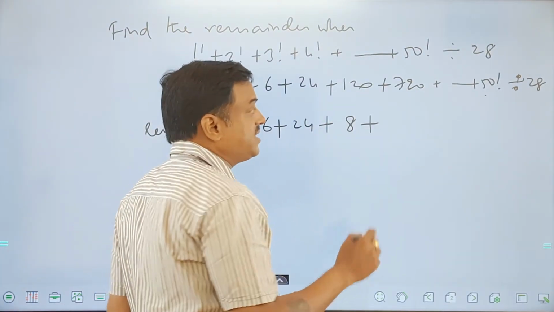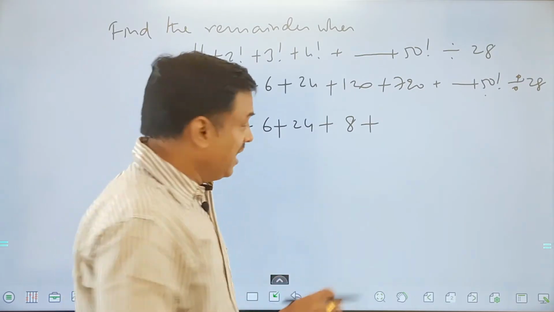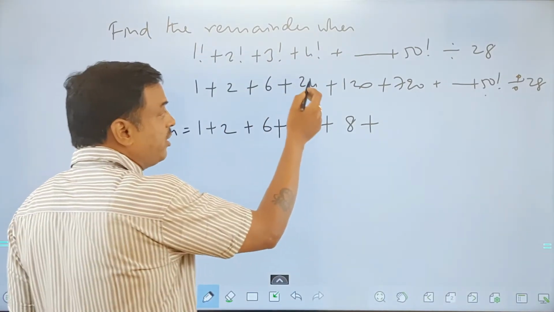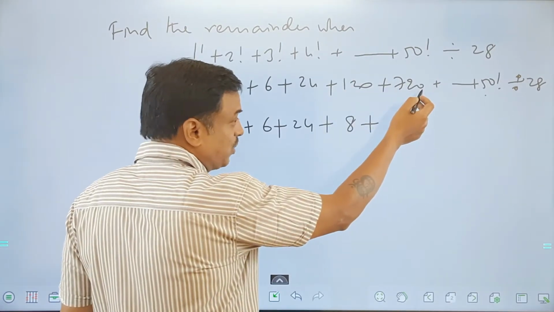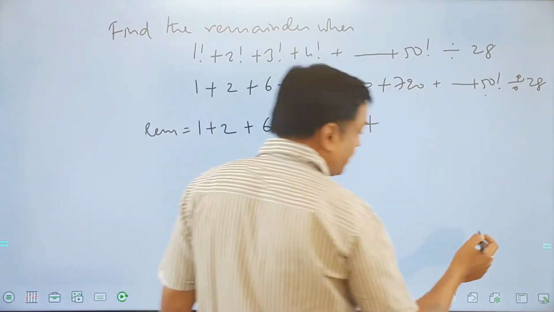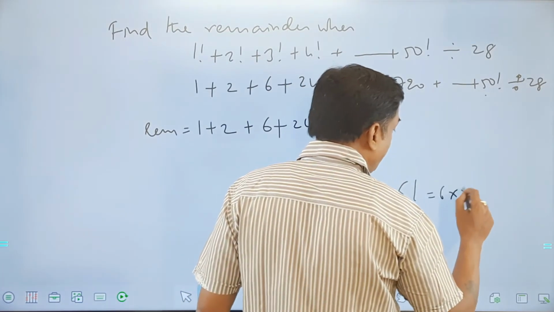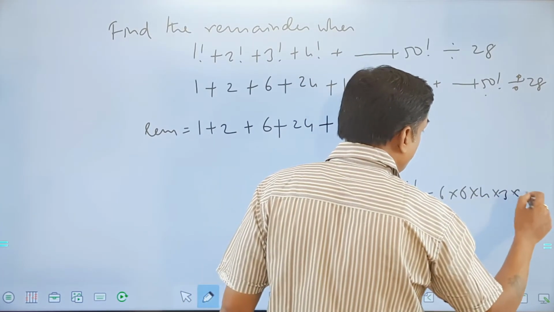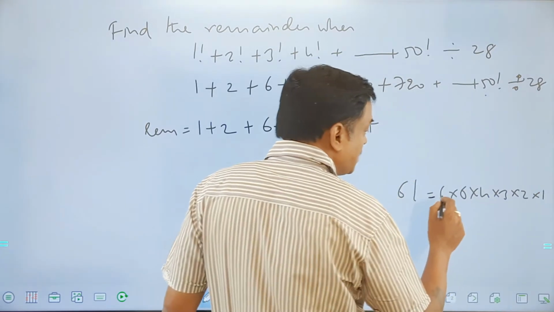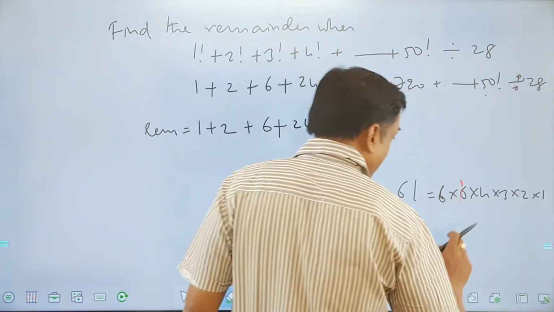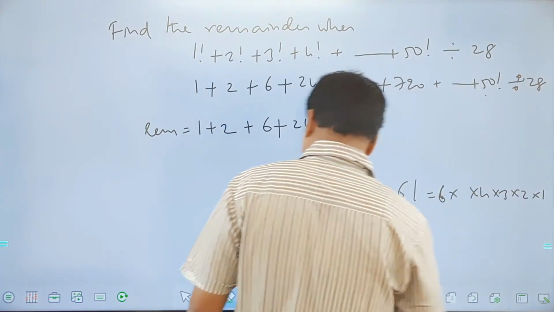And then friends, if you observe the point here, this one is 1 factorial, 2 factorial, 3 factorial, 4 factorial, 5 factorial and 6 factorial. What if I take 6 factorial? I'll be getting 6 into 5 into 4 into 3 into 2 into 1. Am I right? This one is 5 factorial.